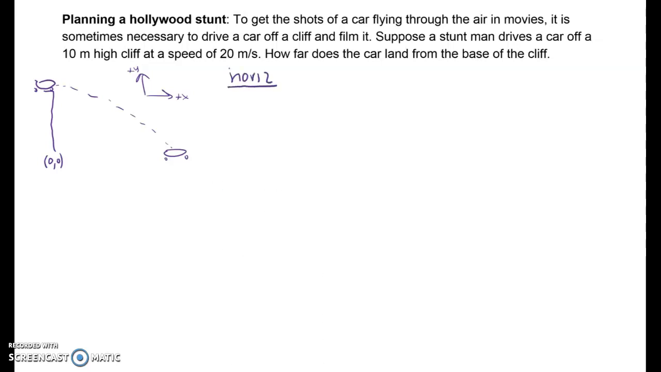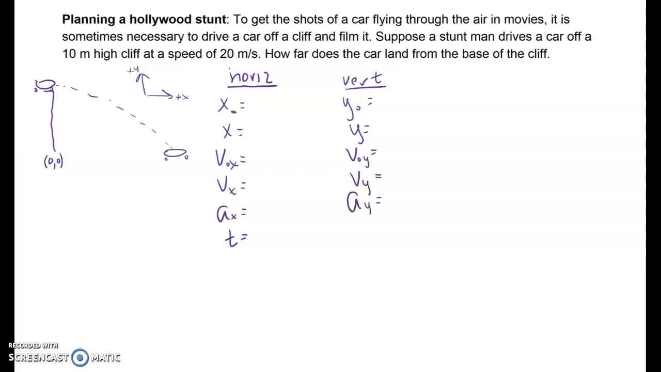That's better. Alright, so I'm just going to list horizontal and then vertical. So horizontally we're going to use the x-coordinate system where rightward is positive. I'm just going to list all the variables I need to think about. So we're dealing with position, so you have initial position and final position. We have velocity, so you have a horizontal initial velocity, horizontal final velocity, acceleration, and then time. Similarly for vertical, we've got our initial y position, our final y position, initial y component of velocity, our final y component of velocity, vertical component of acceleration, and time.